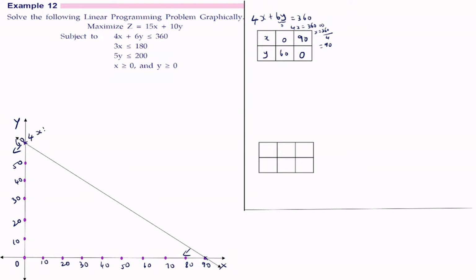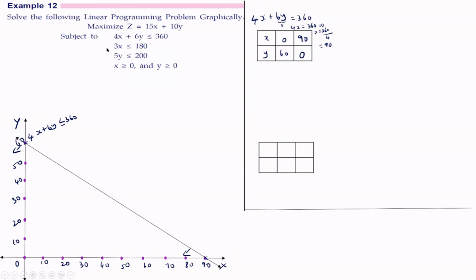So the region corresponding to 4x plus 6y less than or equal to 360 is this part. We can substitute the coordinates for the origin and check. The coordinates for the origin are 0, 0. When we substitute x as 0, y as 0, 0 is less than or equal to 360. The meaning is that the origin lies in the region corresponding to 4x plus 6y less than or equal to 360. So this is the corresponding region.